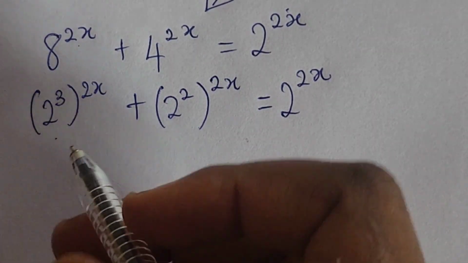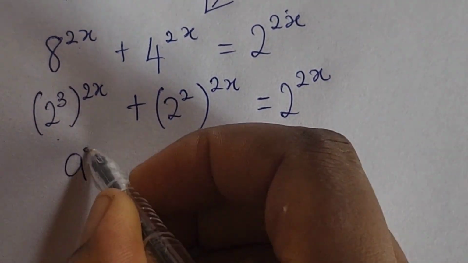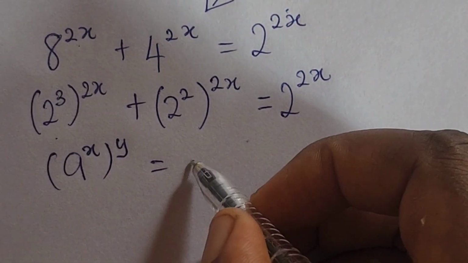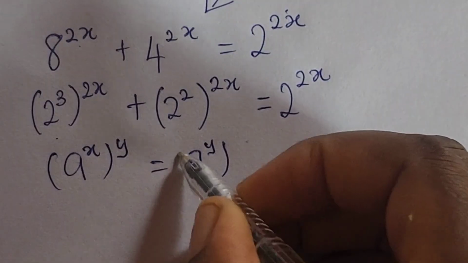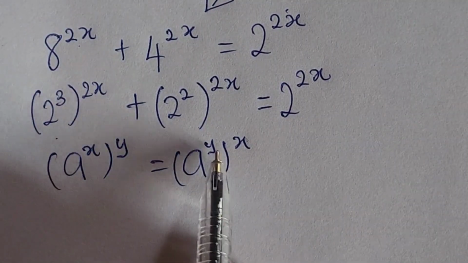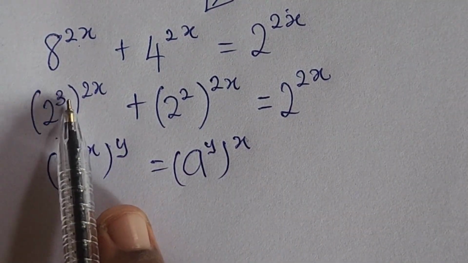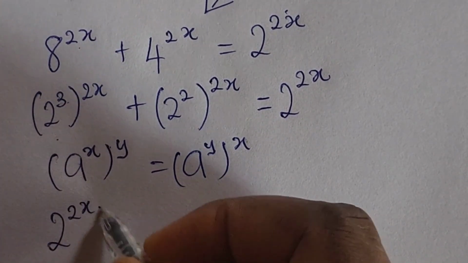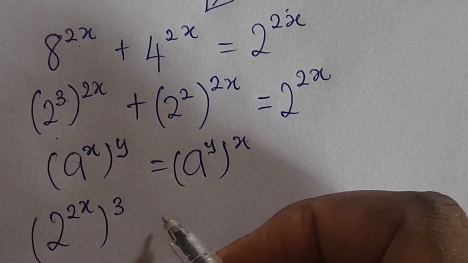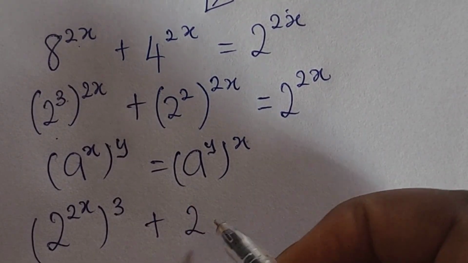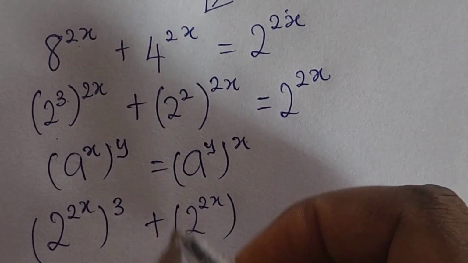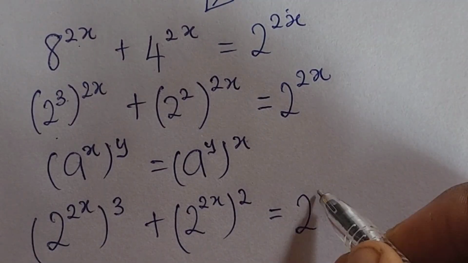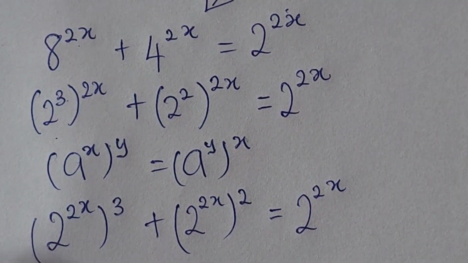So from law of indices, when we have a to the power of x further raised to the power of y, this can be written as a to the power of y further raised to the power of x. So we can swap the powers here. So applying this here, we'll have 2 to the power of 2x further raised to the power of 3 plus 2 to the power of 2x further raised to the power of 2 to be equal to 2 to the power of 2x.